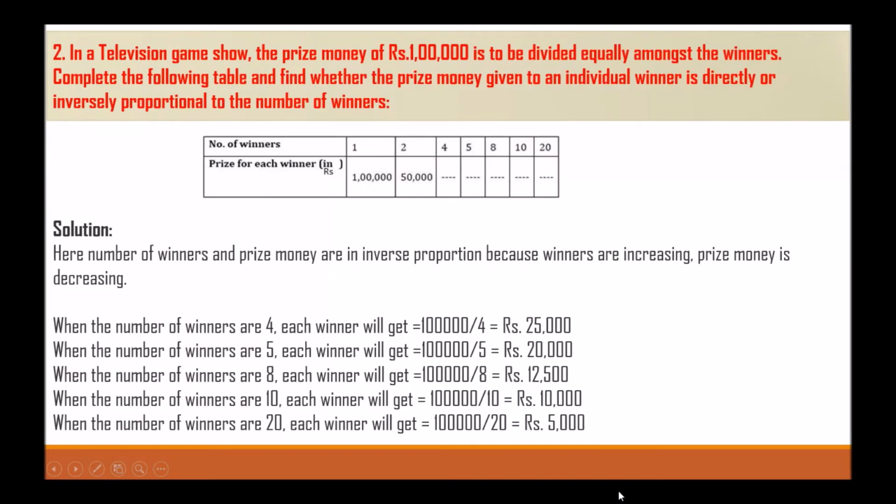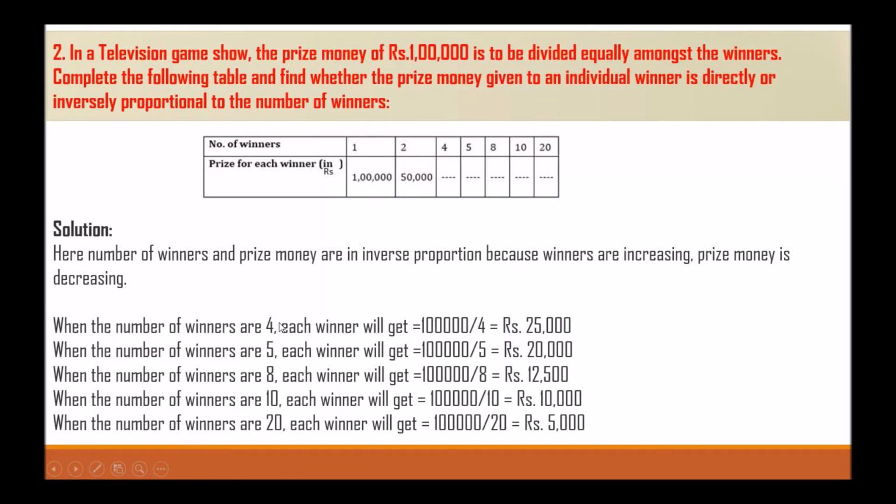Next, second question. In a television game show, the prize money of 1 lakh is to be divided equally amongst the winners. Complete the following table and find whether the prize money given to an individual winner is directly or inversely proportional to the number of winners. Here, the number of winners and prize are in inverse proportion, because as winners increase, prize money decreases.